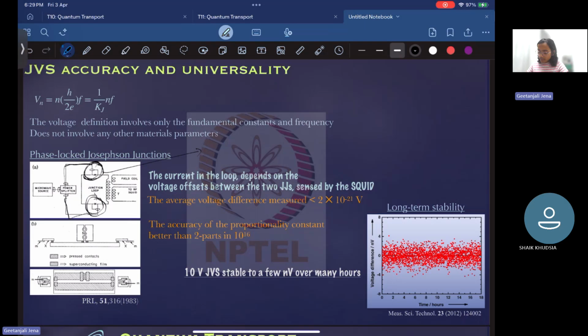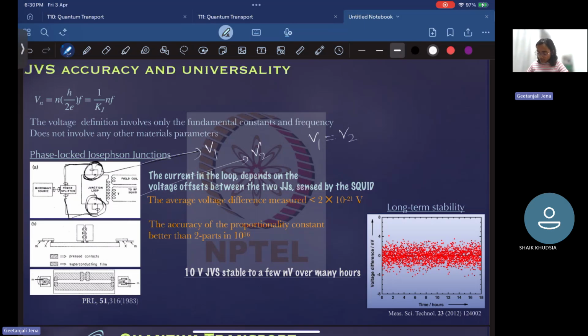That means you can say the first Josephson junction can record a voltage of, let's say, V1, or it can record a voltage of V2. But practically V1 is equal to V2 because the frequency is the same and they are similar Josephson junctions.